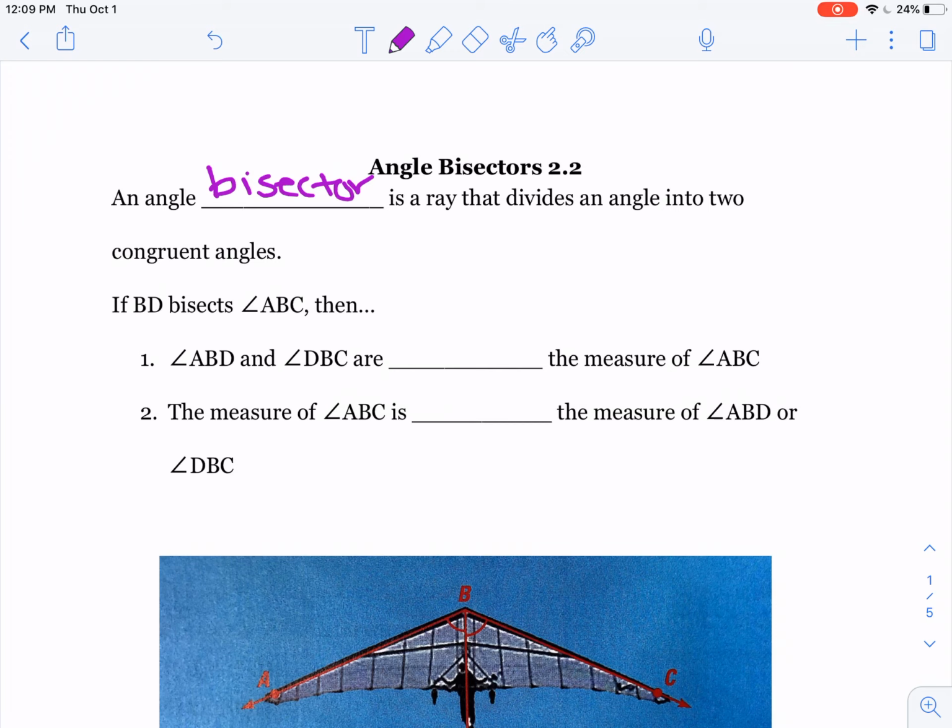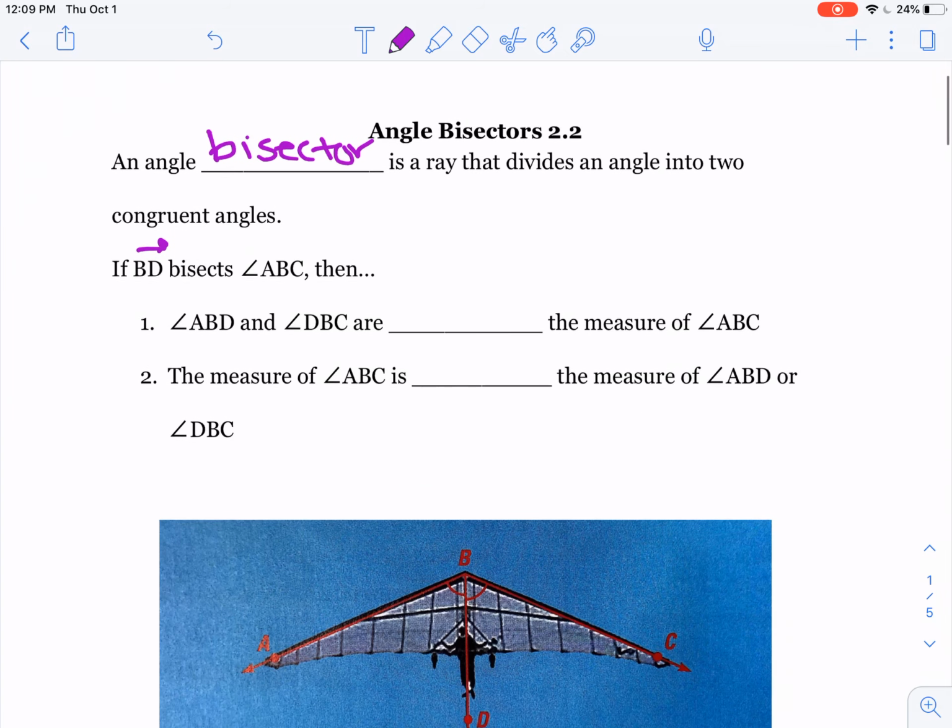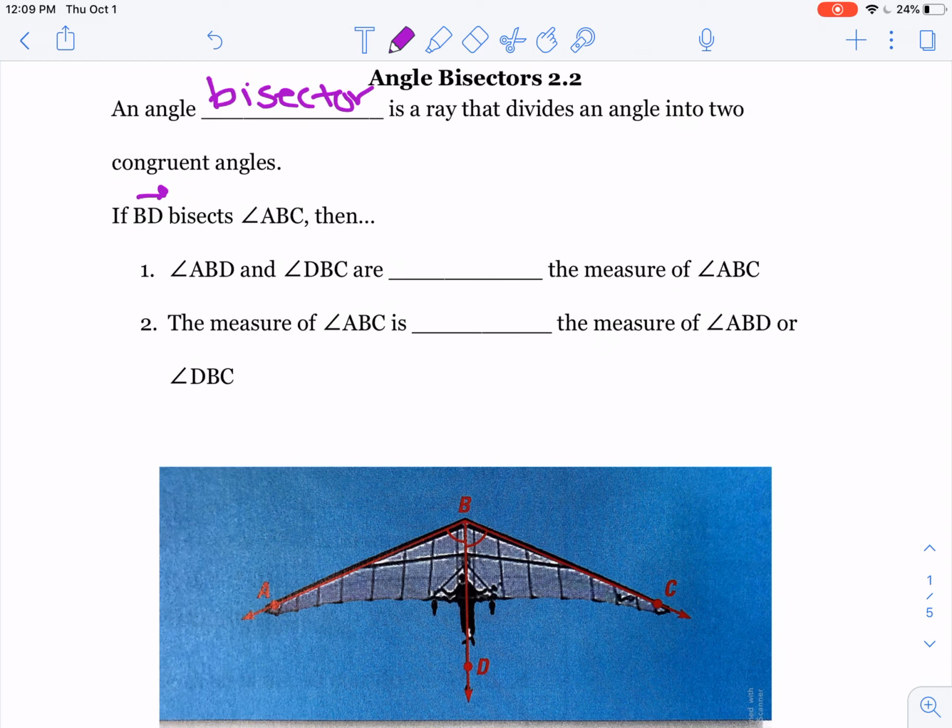So if BD, which is a ray, bisects angle ABC, then you can see from this picture that angles ABD and DBC are half the measure of ABC, the big angle. It cut it right in half. And the measure of angle ABC, on the flip side, is twice the measure of either of the smaller ones.